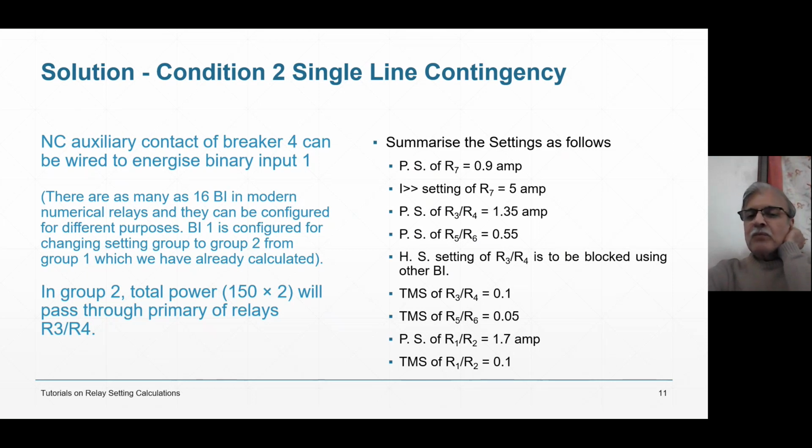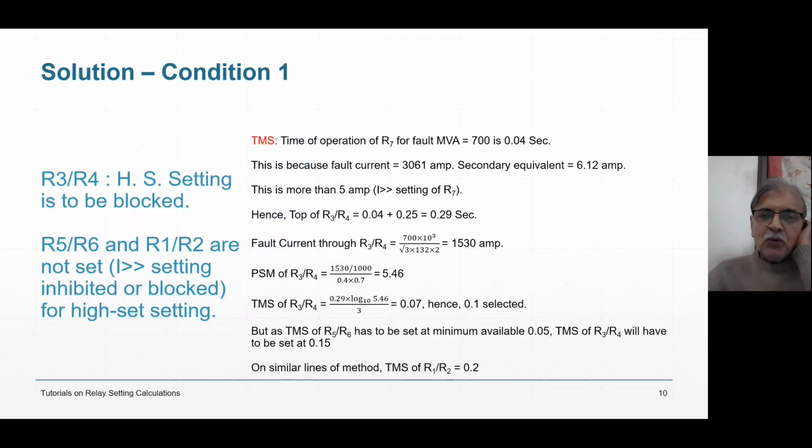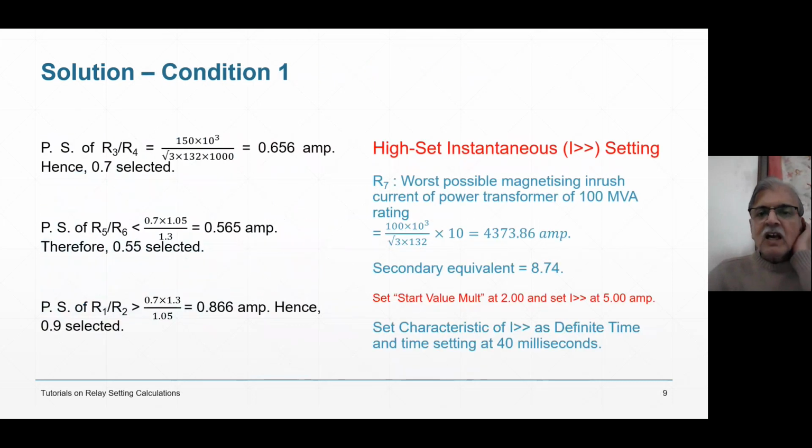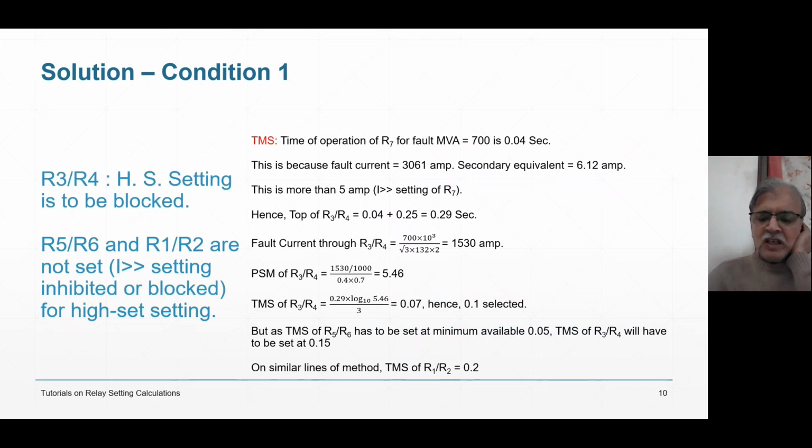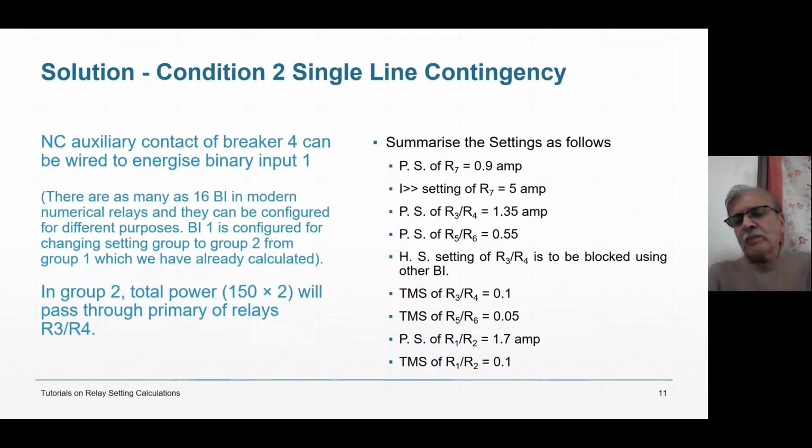R5, R6 0.55 I can maintain. There is no problem. That was in the earlier case, it was 0.55. Let me check R5, R6 was 0.55. Yes, same. I need not change that, because it does not matter. R5, R6 does not matter for me. R3, R4 has to give backup to R7, and only a single line is there. But R5, R6 are not operating.